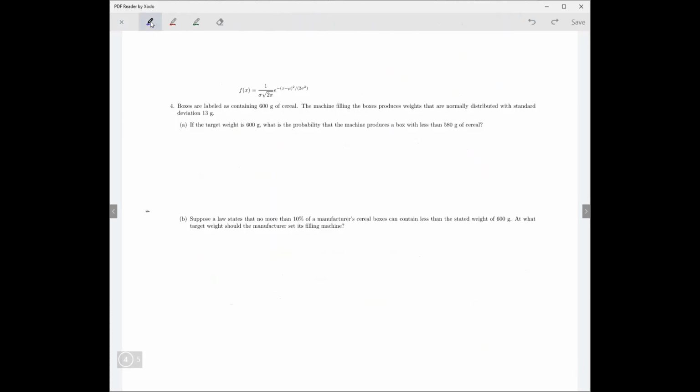Okay, so this right here, this distribution here, is the normal distribution where the mean is mu, this u thing, and the standard deviation is sigma. Okay, so sigma.